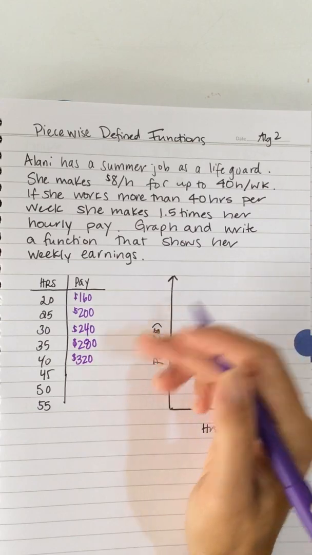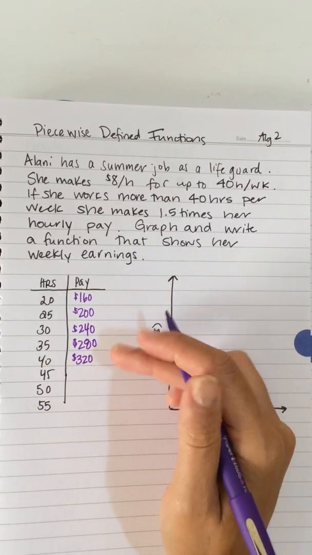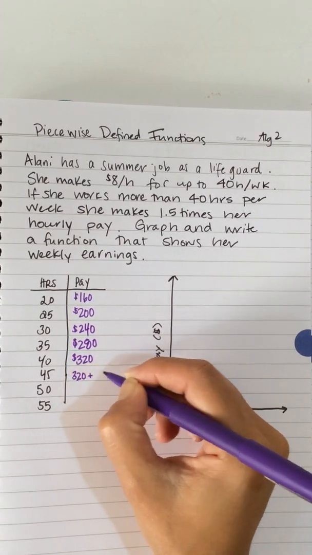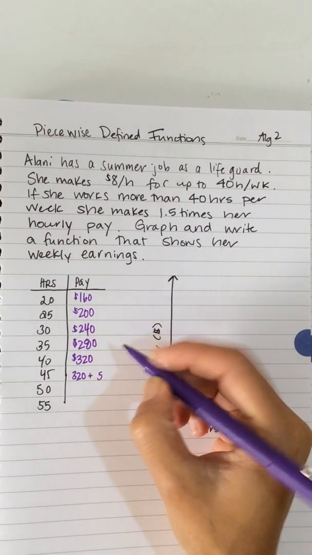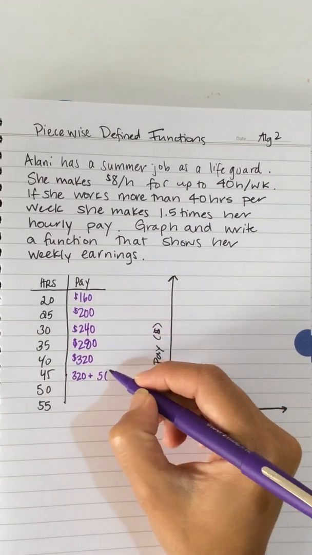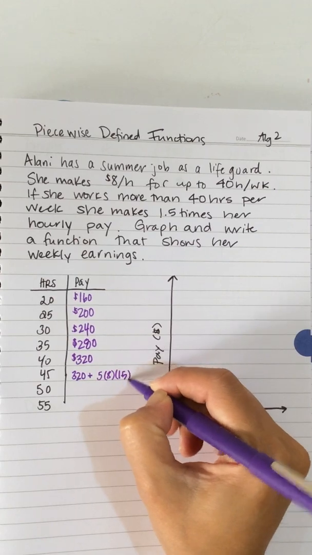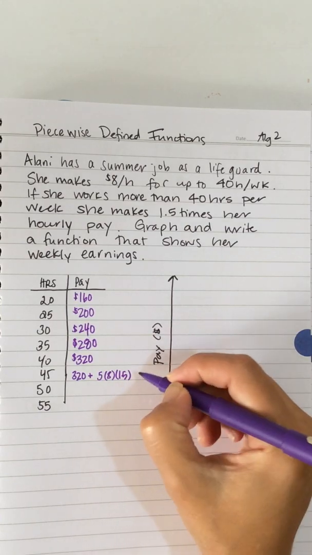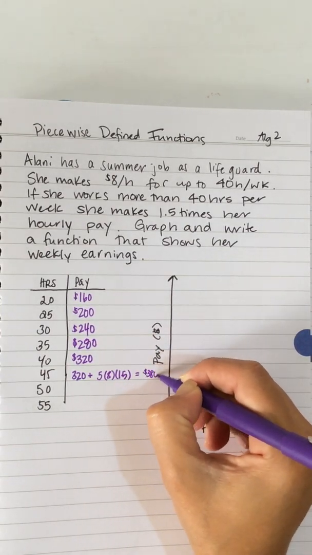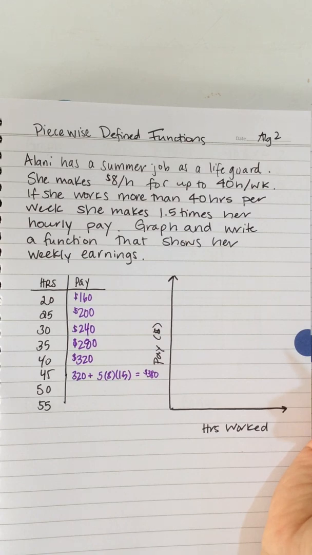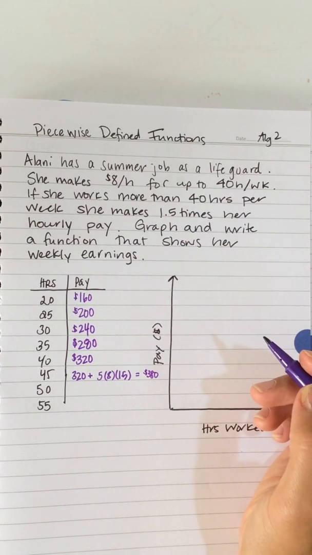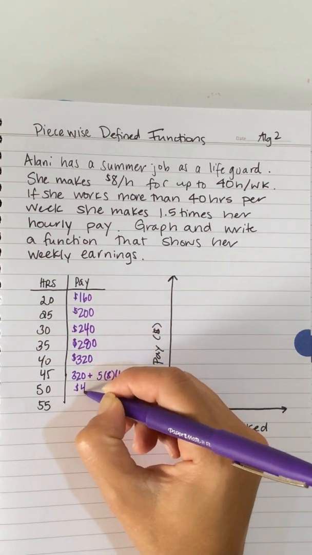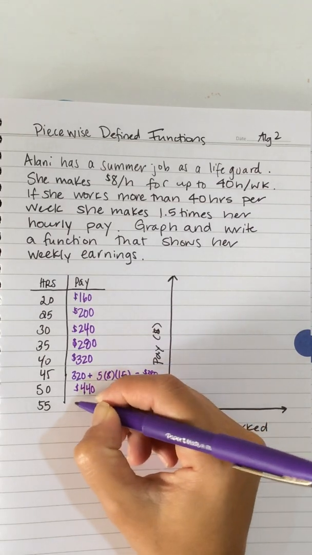And if she works full time, all 40 hours, that's $320 a week. Now at 45 is where it changes a little because for the first 40 hours, she makes $320. But for those extra 5 hours, she makes $8 an hour, but 1.5 times that. So that ends up being, for 45 hours, $380. If she works 50, using that same equation, that would be $440. And 55 is $500.